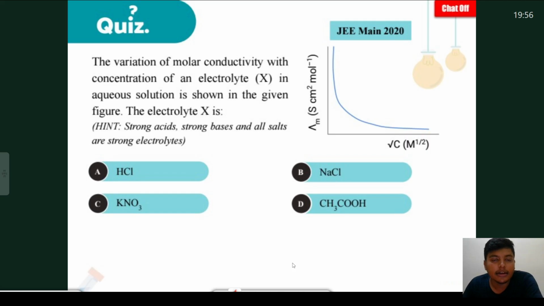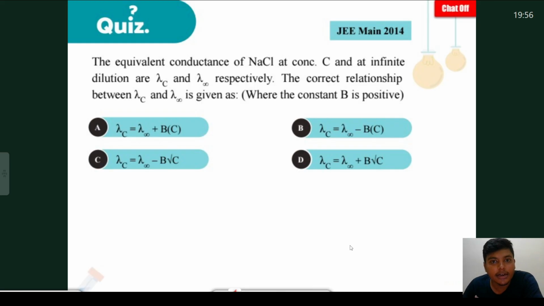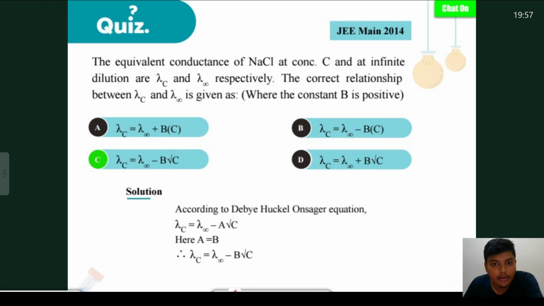Next, tell me, in the various molar conductivity, what is this? For which is it? Acetic acid. Okay. Next, the equivalent conductance. Lambda m is equal to lambda infinity minus b root c, right? Yes or no? So the answer is this. This equation is known as the Debye-Huckel-Onsager equation. Very important. By this, you can calculate any lambda naught value or lambda c value.